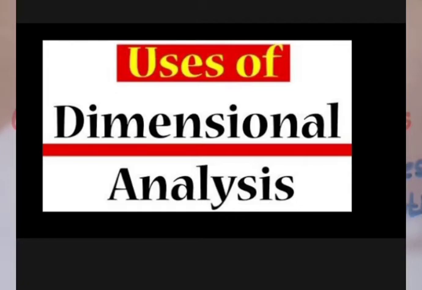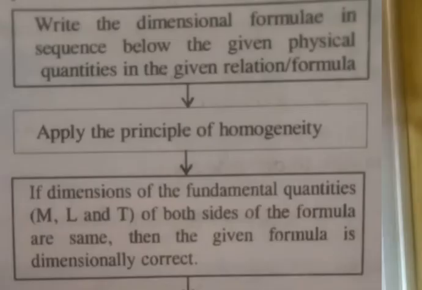Today we are going to discuss the other two uses, that is, checking the correctness of the given physical relation, and the second one is to derive the relationship between various physical quantities. Okay, let's start our class. The second use is checking the correctness of the given physical relation.